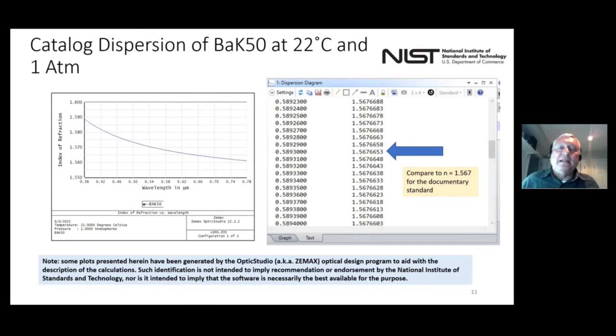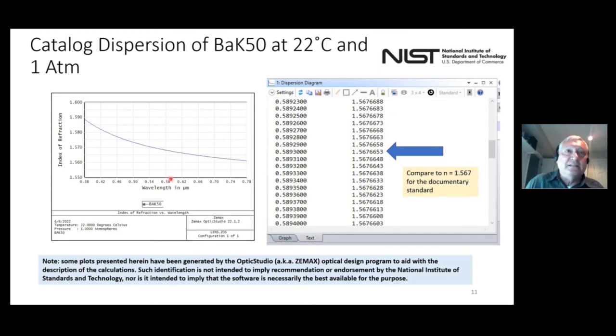So here's a plot of the dispersion curve for BAK50 at 22 degrees C and 1 atmosphere over 380 to 780 nanometers, or equivalently 0.38 to 0.78 microns. This curve was generated using the OpticStudio optical design software program. You may know it as Zemax. But one of the things it has is a glass catalog, and from it, you can generate dispersion curves for just about any glass that's contained in the catalog in the software.